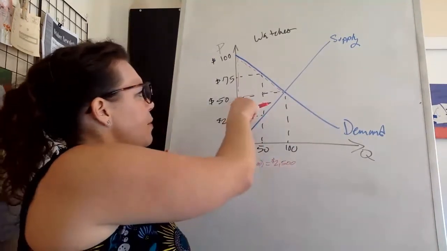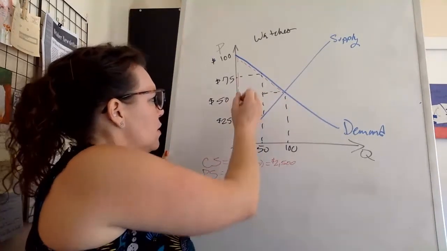Producer surplus is the same, $50, right? 0 to 50.